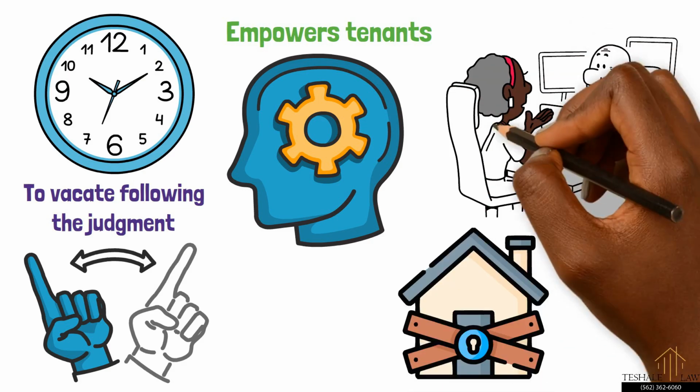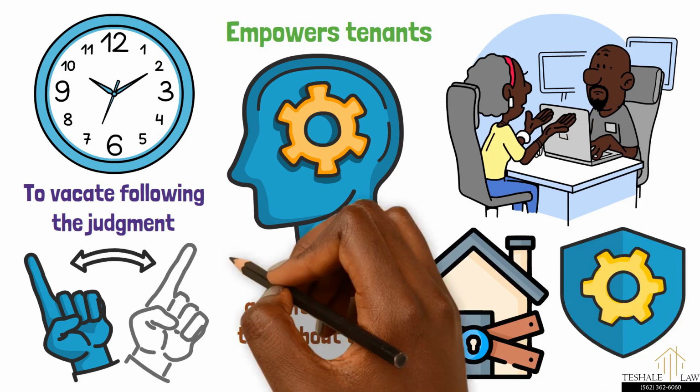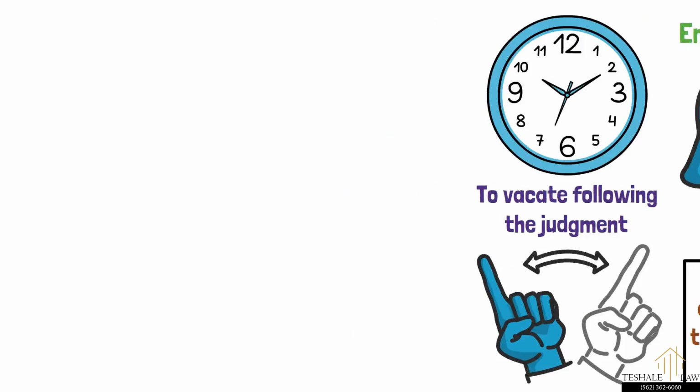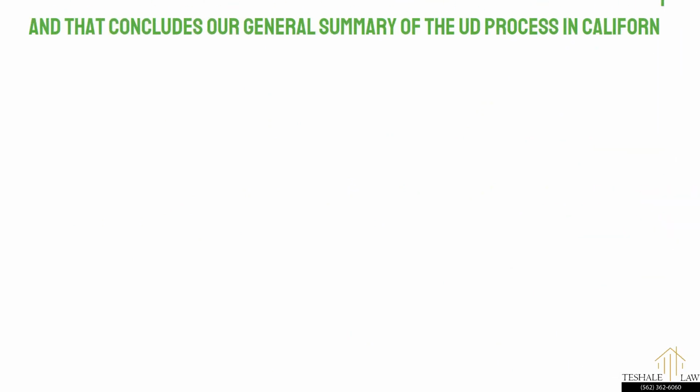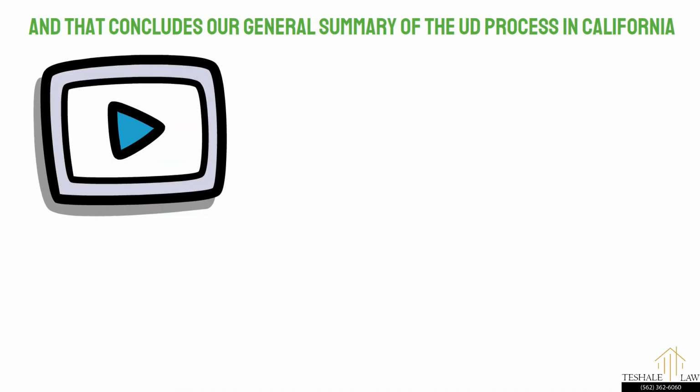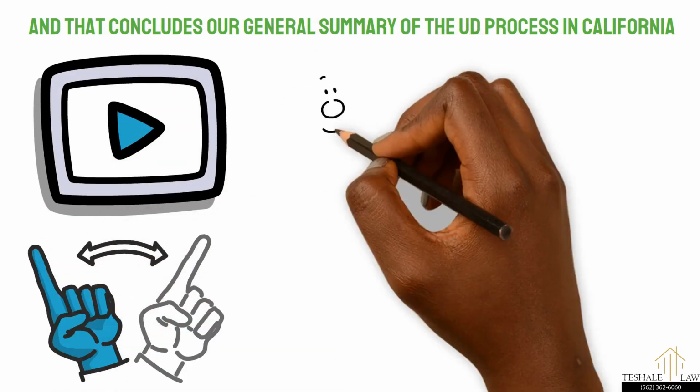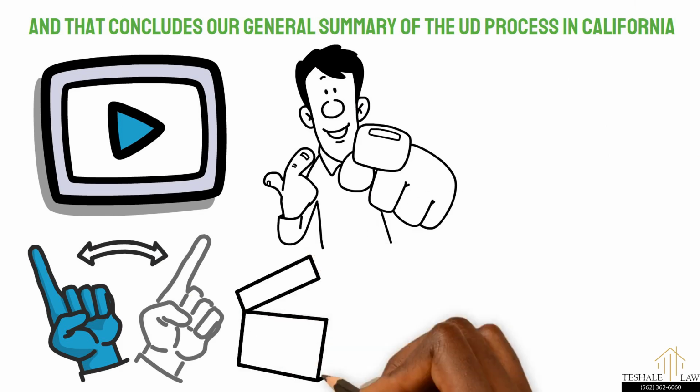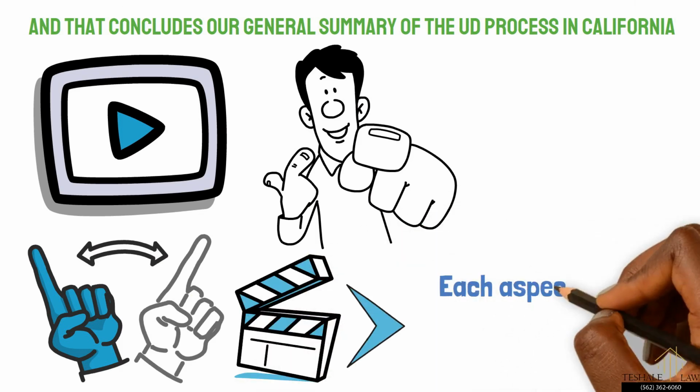Understanding the unlawful detainer process empowers tenants to navigate the complexities of eviction proceedings effectively. Seeking legal guidance from experienced professionals is essential to protect one's rights and interests throughout the process. And that concludes our general summary of the unlawful detainer process in California. Of course, this video did not go into all of the details of the process.